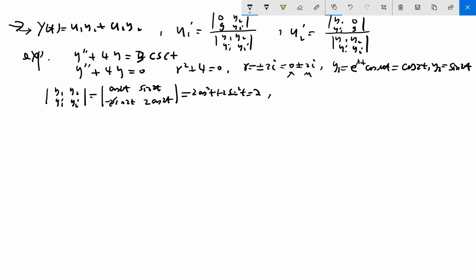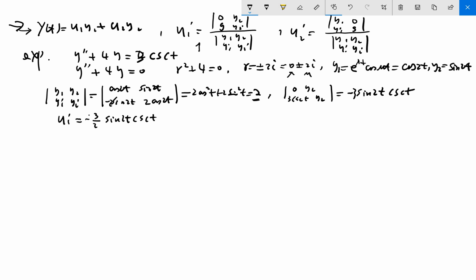Now let's find the numerator, okay? We want to find the u1 prime here. The numerator is 0, y2, g, where g is 3 cosecant t, and y2. So it gives you negative y2 times g. y2 is sine 2t, so sine 2t times 3 cosecant t. Alright, so my u1 prime here is equal to negative 3 over 2. The denominator has a 2, so I have a 2 there. Then sine 2t and the cosecant t.